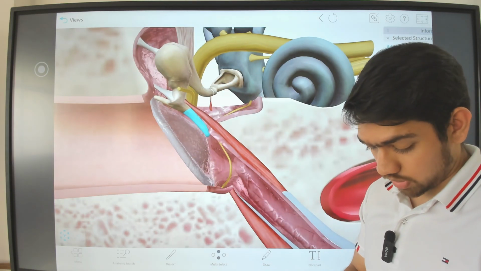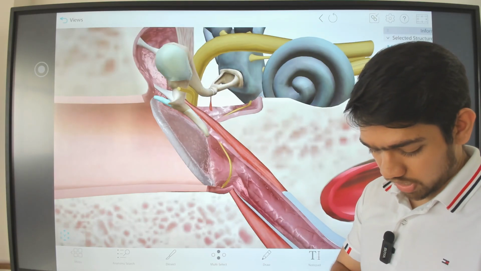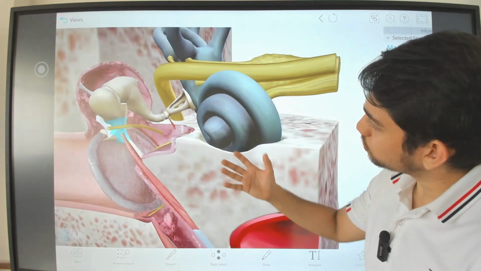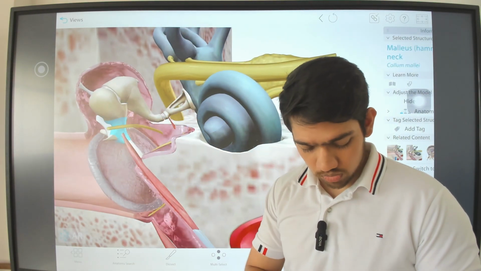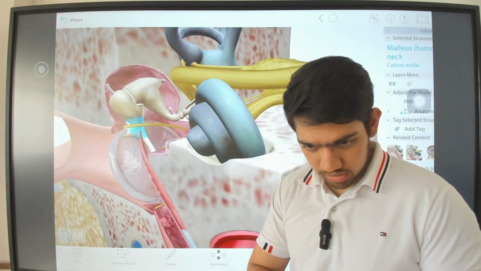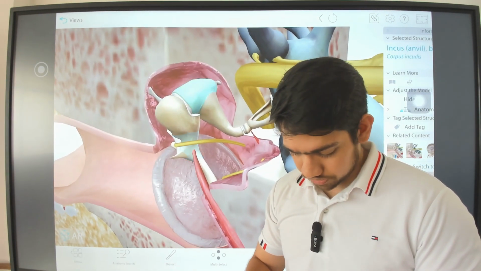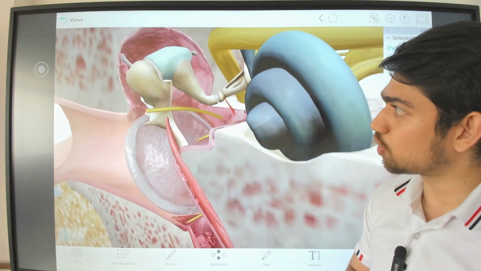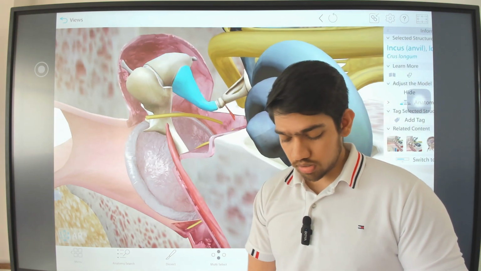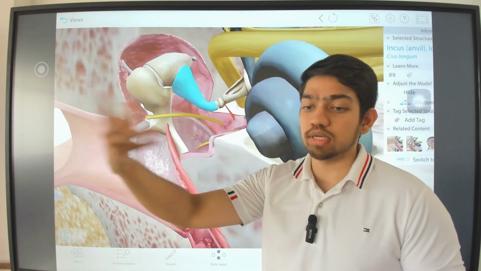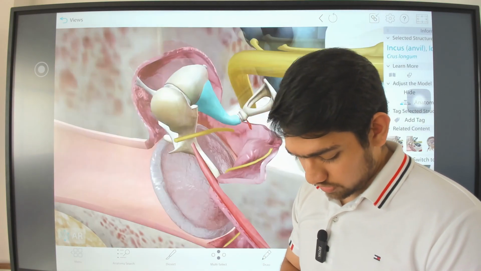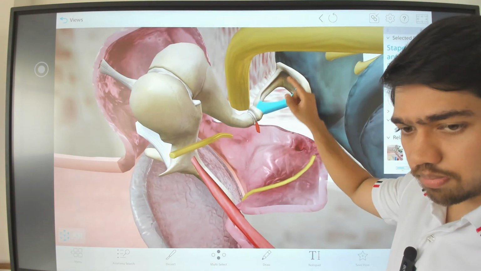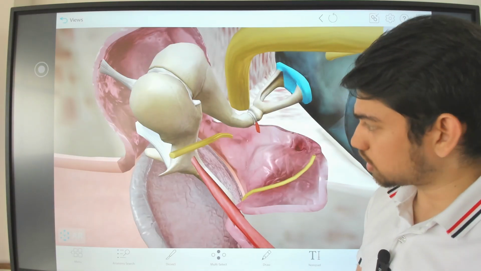That is the malleus. Malleus has several parts. And when we turn it this way, you can see in contact with the malleus is the second bone, or the second ear ossicle. We call these ossicles of the ear the malleus, then incus. Then finally we come to the smallest bone, which is called stapes.